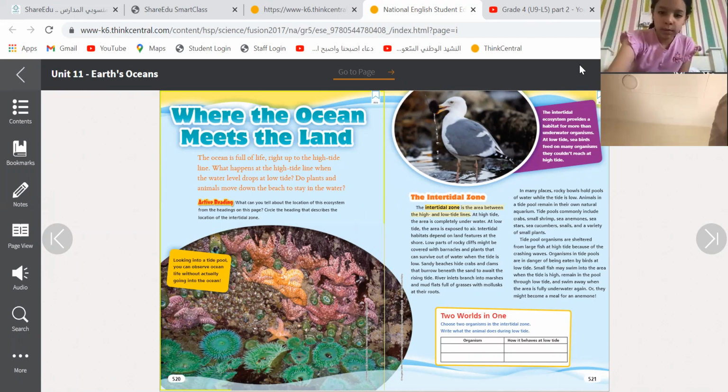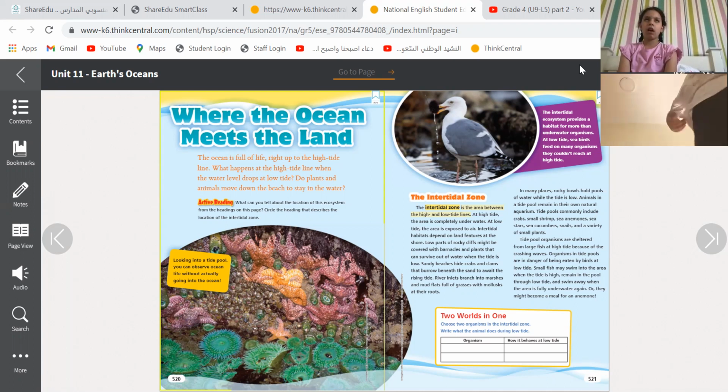Okay, two main ideas about the intertidal zone. What are the creatures that live over there? Do you remember? We are learning about the ocean ecosystem, so we need to know what the living things are. Starfishes, yes. Crabs.